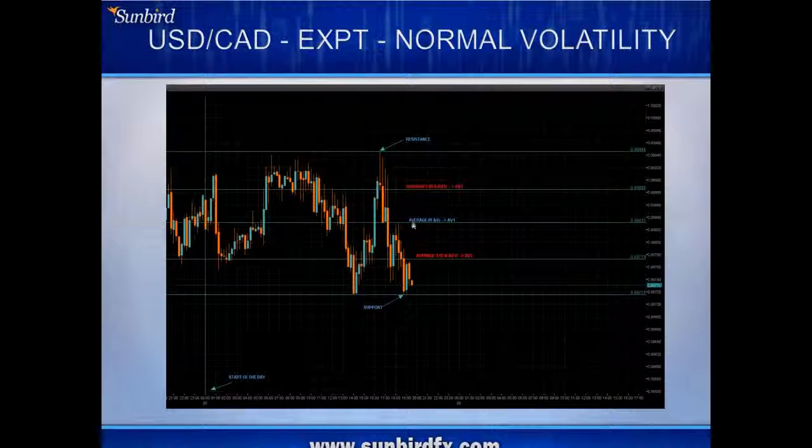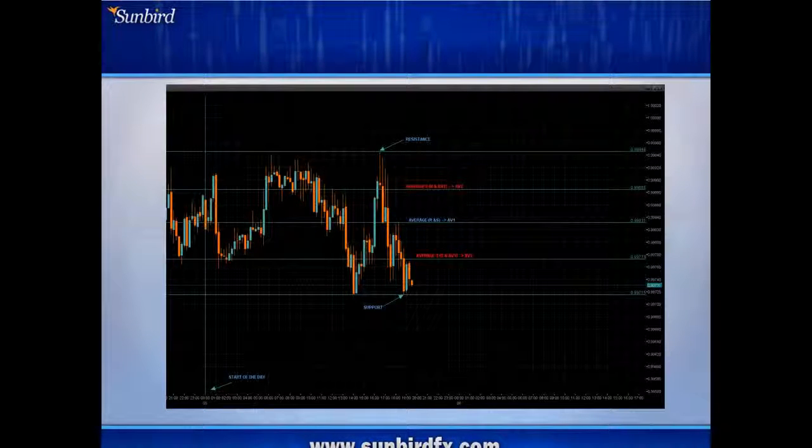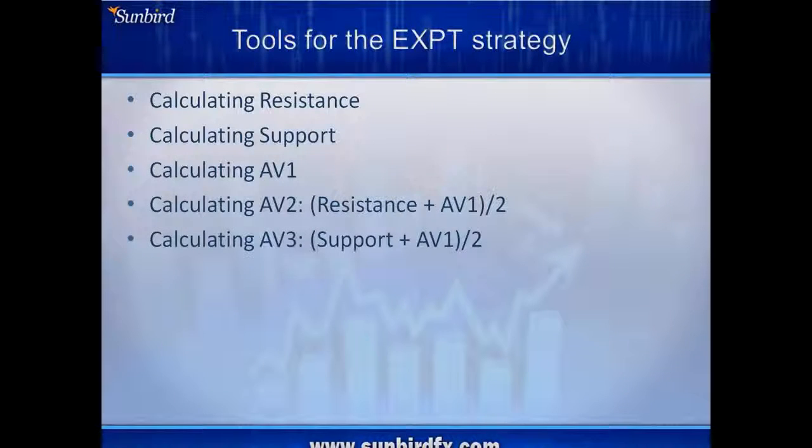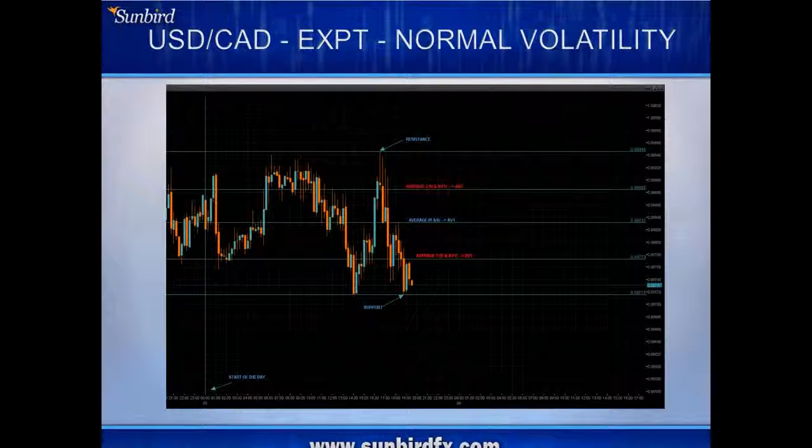As you can see here, the average in the middle is 0.99831, the rate, average of resistance and support, AV1. Okay. Now let's go back. Next, we need to calculate average 2: resistance plus average 1 divided by 2. So here we have resistance, here we have average 1, and here we have average 2.